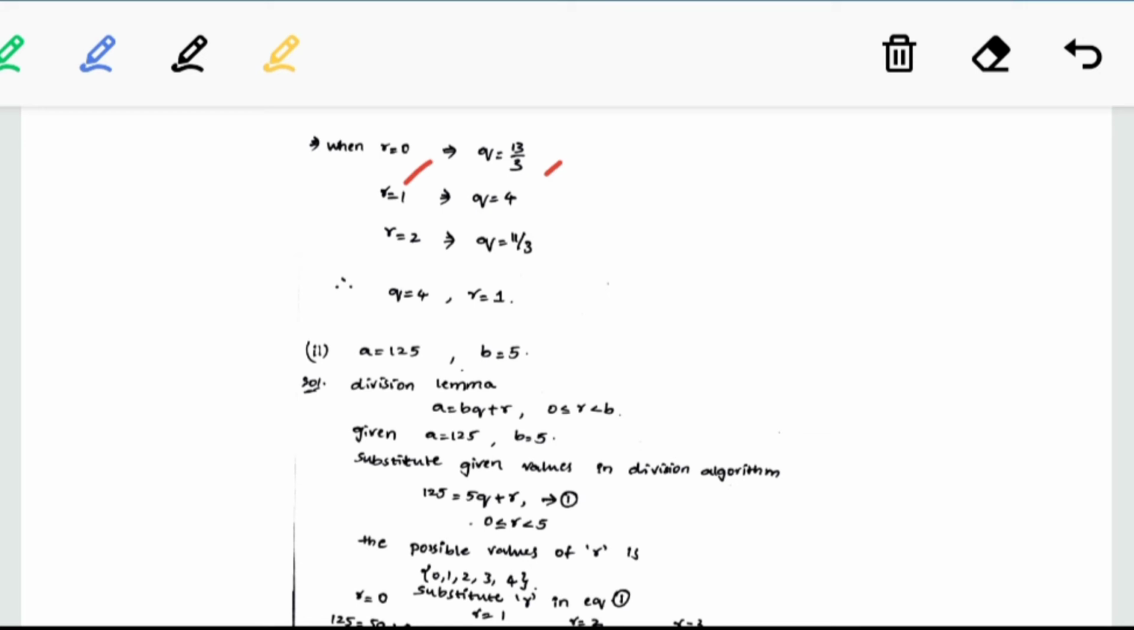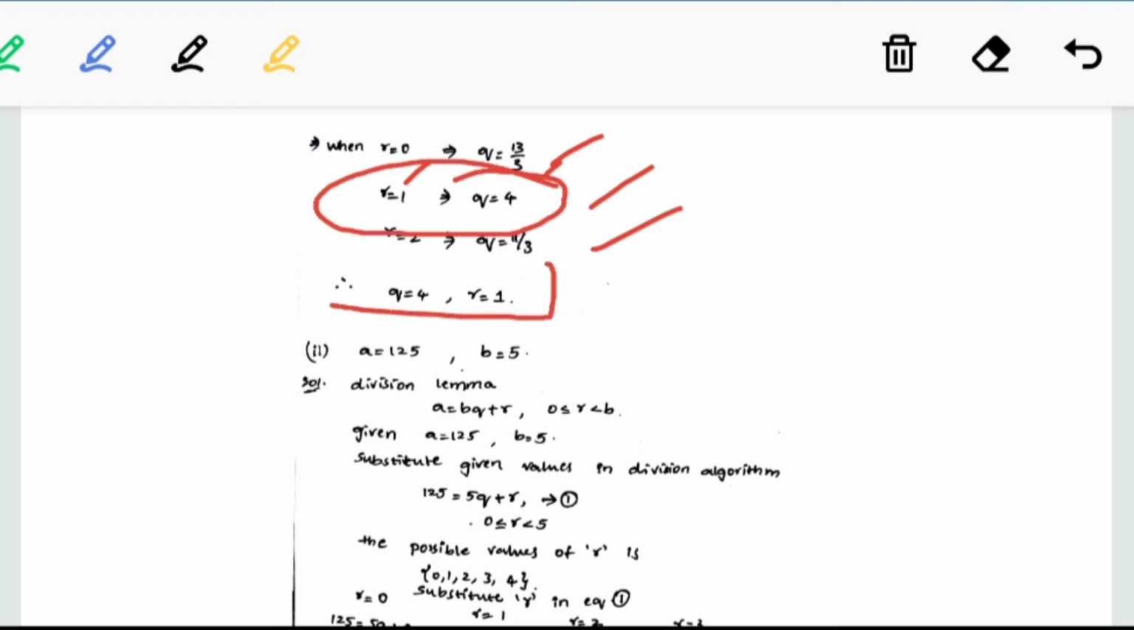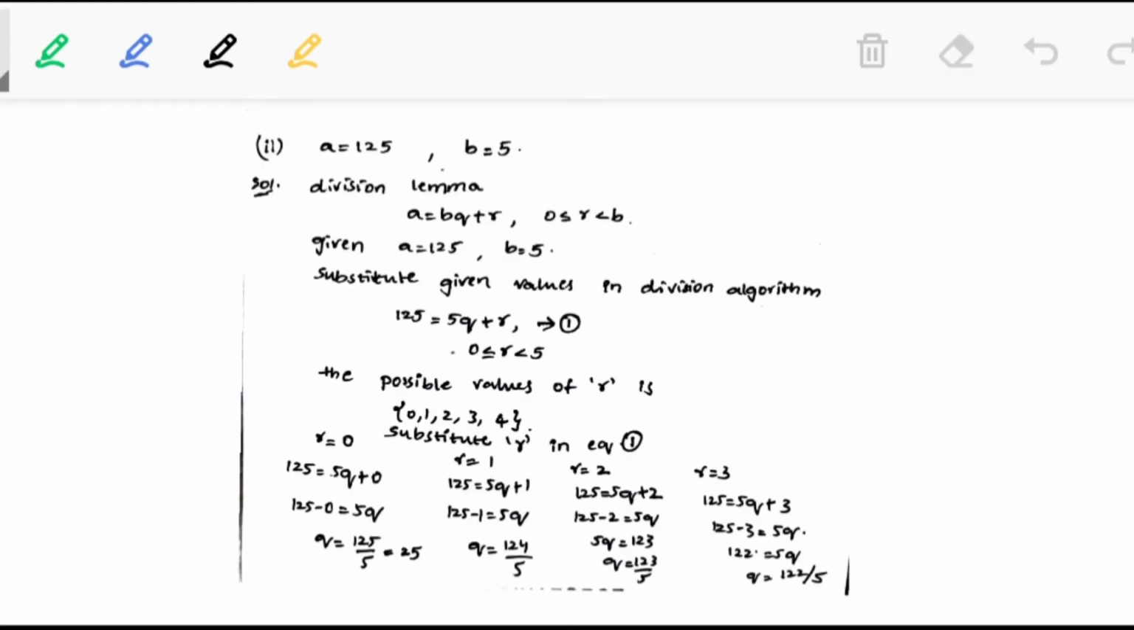So among these q and r values, only r equal to 1 and q equal to 4 are integers. So this is the final answer. Similarly, you can do the next problem, a equal to 125 and b equal to 5. Now here is another example, a equal to 125 and b equal to 5.